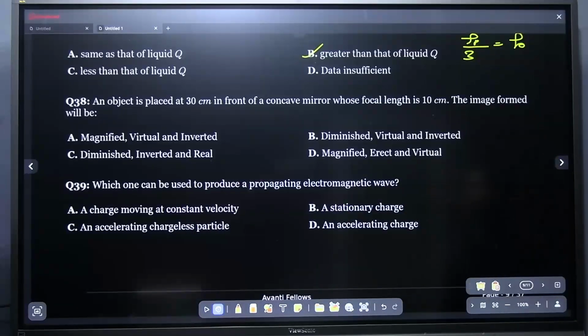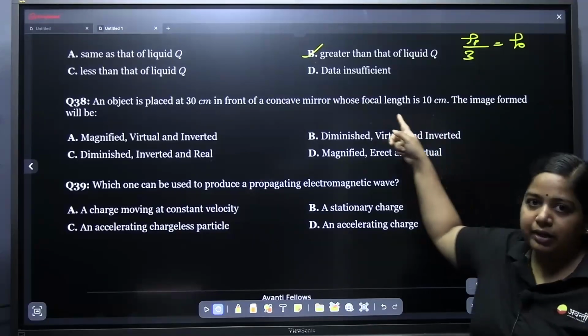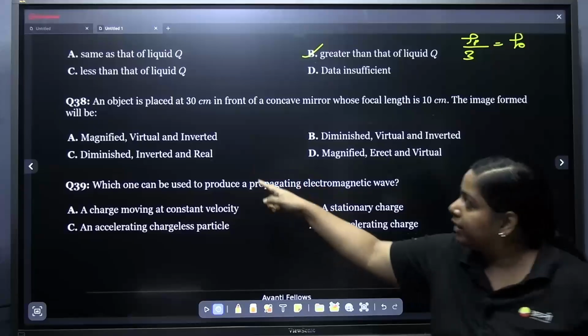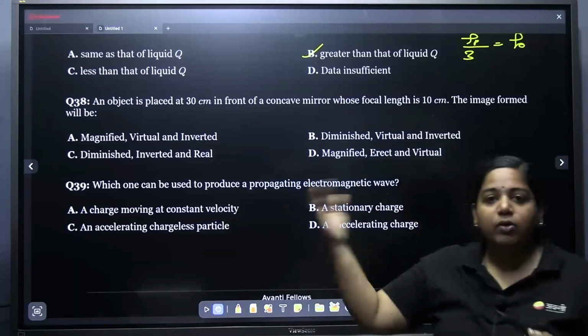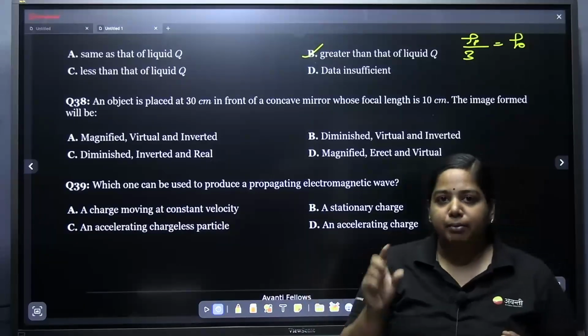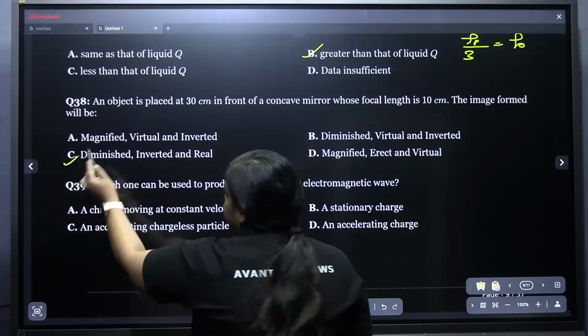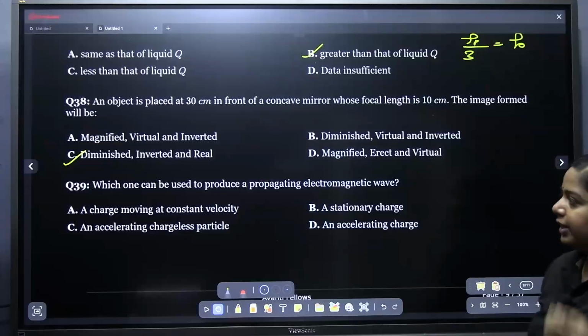Next one: an object is placed at 30 cm in front of a concave mirror whose focal length is 10 cm. The image formed will be? Focal length is 10 cm, so the radius of curvature will be 20 cm, which means the object is placed beyond C. Beyond C we get an image which is diminished, inverted and real. So the answer is option C. This is how you relate to it.